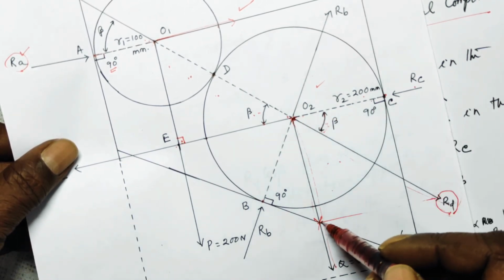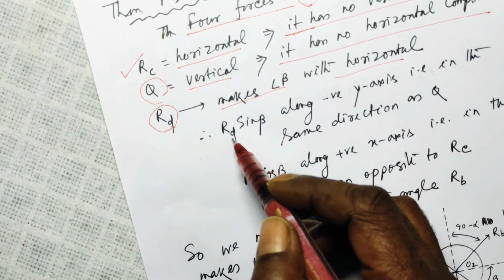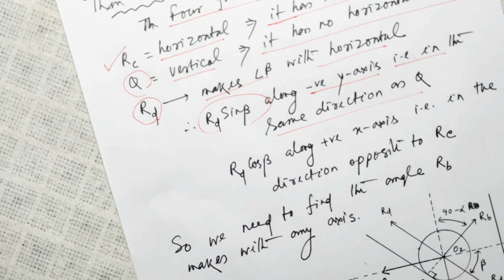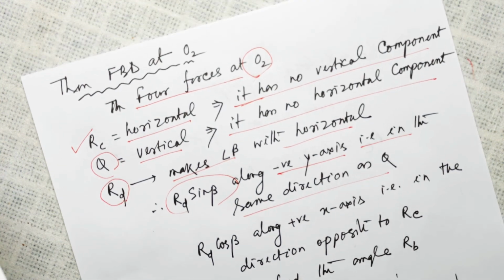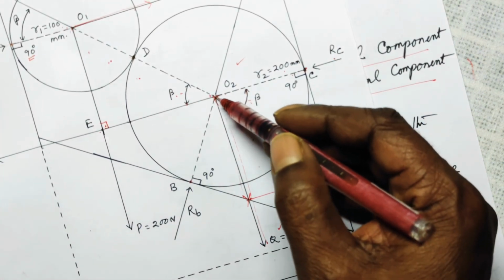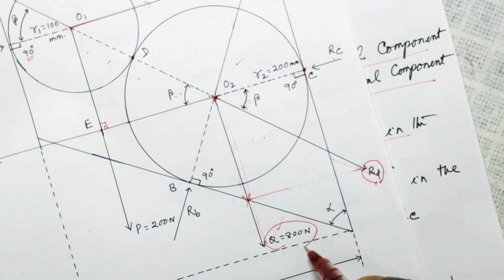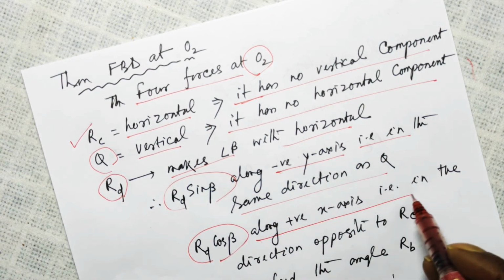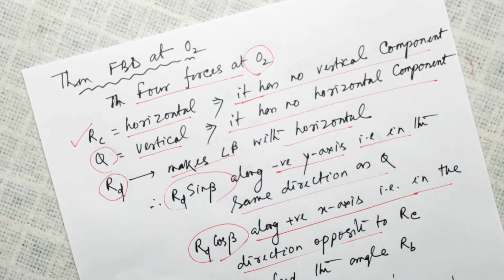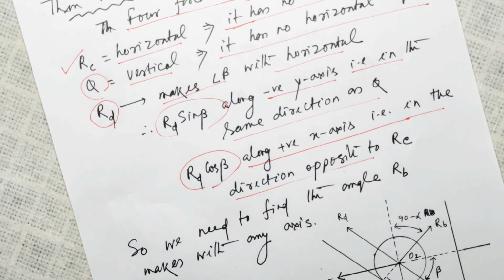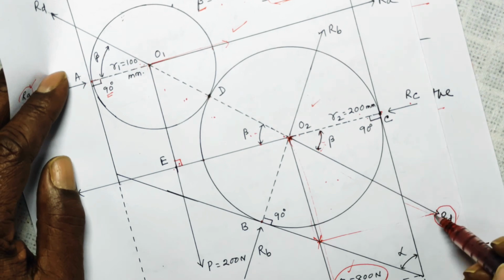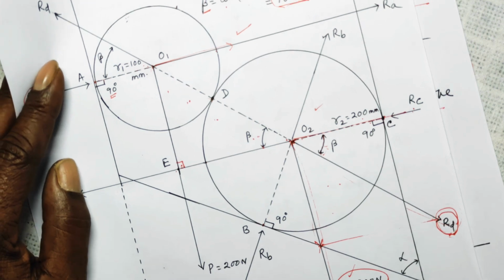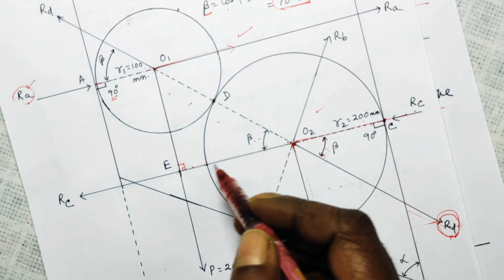So RD sine beta will be along the negative y-axis, that is in the same direction as Q. Now similarly RD cos beta along the positive x-axis, that is in the direction opposite to RC. Look here, if you drop a perpendicular here, this component of RD will be RD cos beta, that will be opposite to RC.